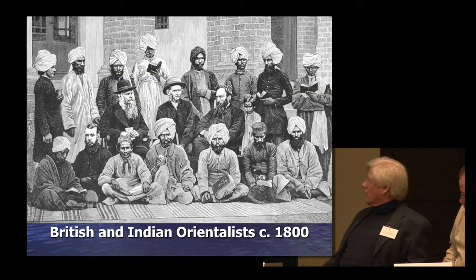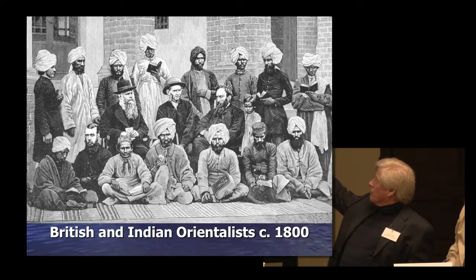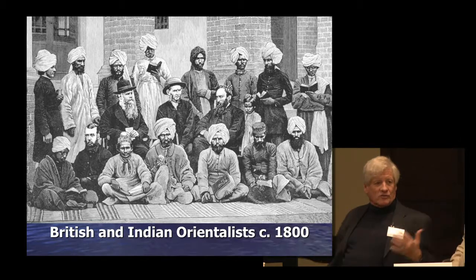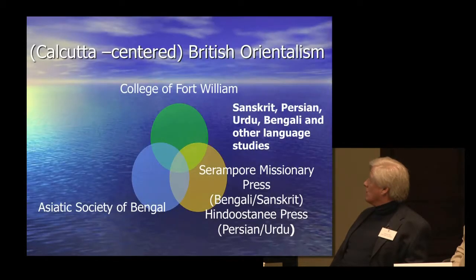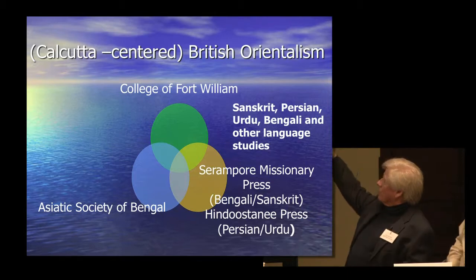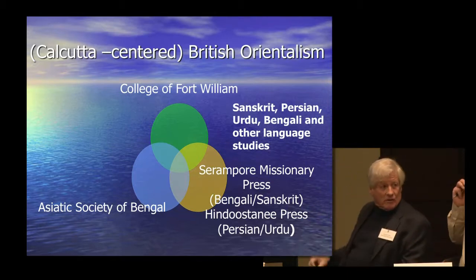This is an example then of Orientalism in the Indian tradition that we see, where you can see the British in the middle and then surrounded by various Indian scholars who are their partners in this enterprise. It's symbolically looking at what I've been looking at here. We have, in the case of Calcutta, the three sectors that are here in this diagram.